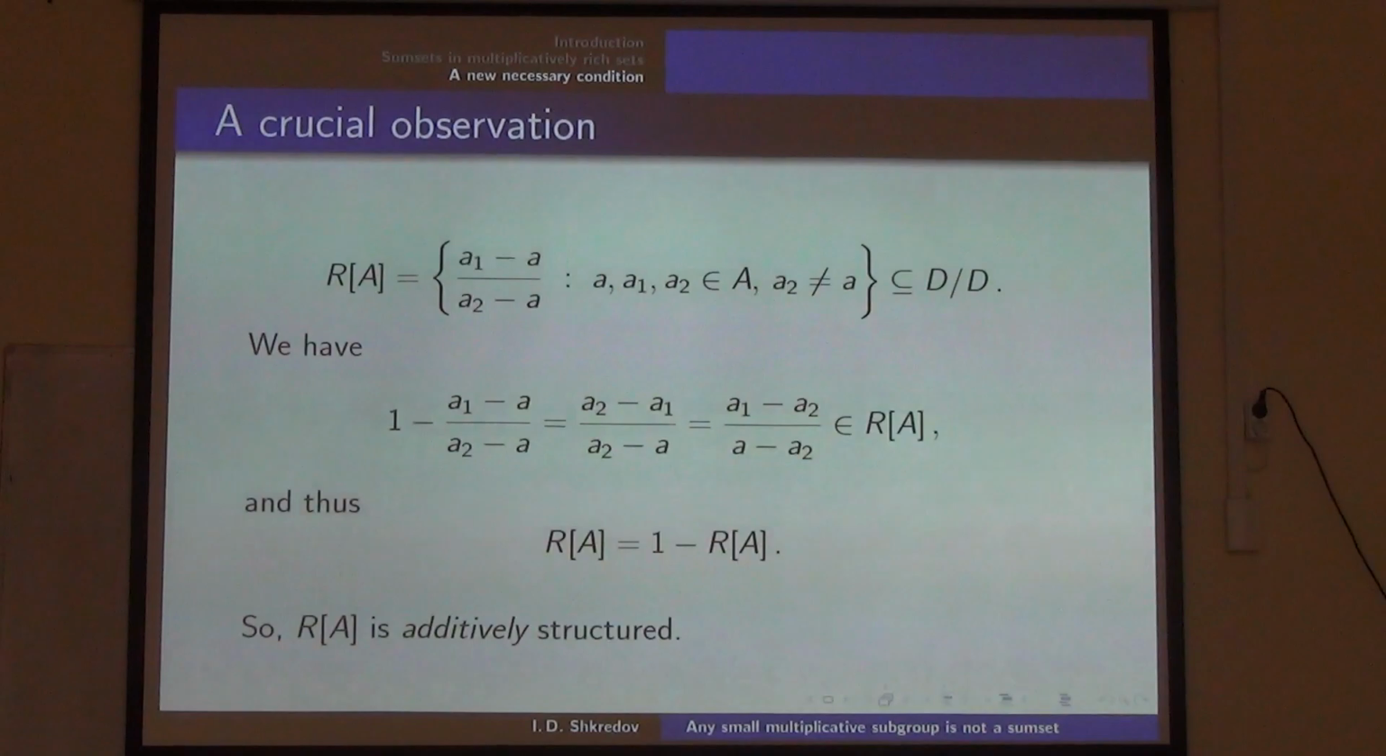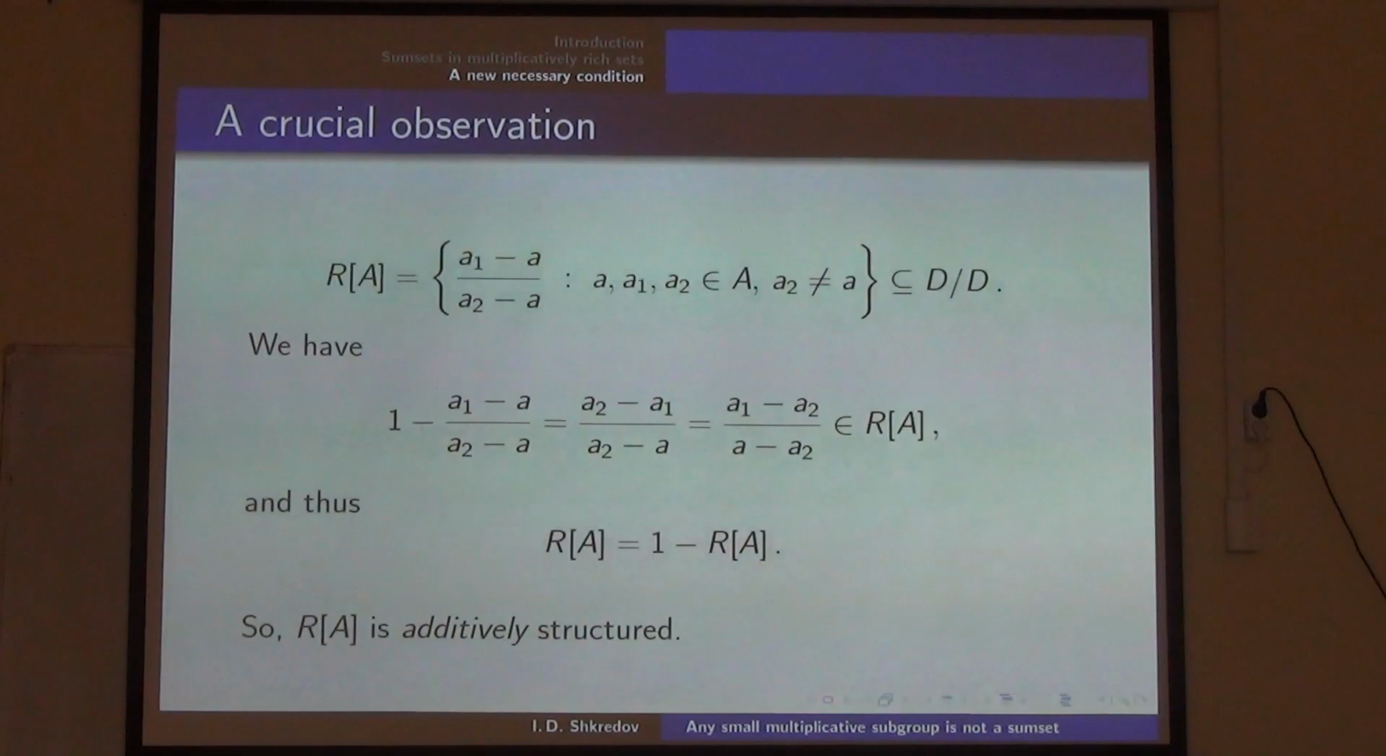So it means that R of A is additively structured. But on the other hand, R of A is living in D over D. So D over D contains an additively structured set, but we suppose that D doesn't grow after multiplications or divisions and so on. So D is a multiplicatively rich set like a subgroup, but it contains an additively rich set. It cannot be the case, and it is known in the theory of sum-product.